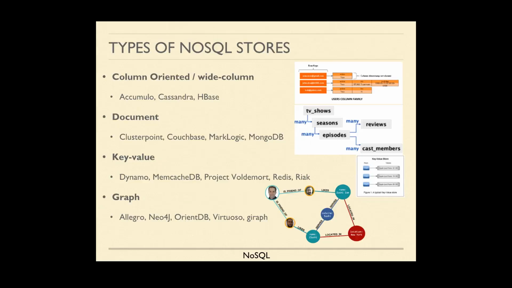Then we have key-value. These are the most basic form of databases. This is where the whole story of NoSQL begins, whereby there is a key and there is a value. The key is unique and there's a value. The value could be binary or plain text. Redis allows the value to be complex and so on.